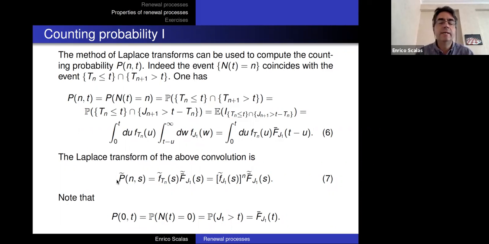which we will briefly discuss later. I would like to also mention that it is very easy to see that the probability of N(t) being 0 is just the survivor function. This is a remark.